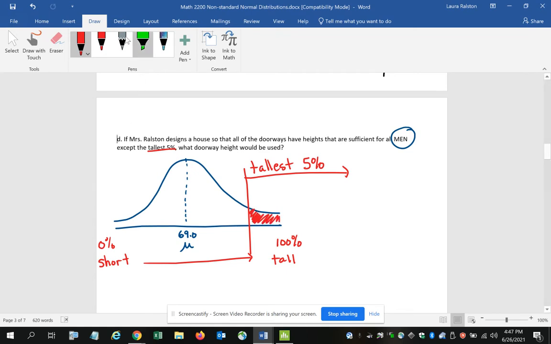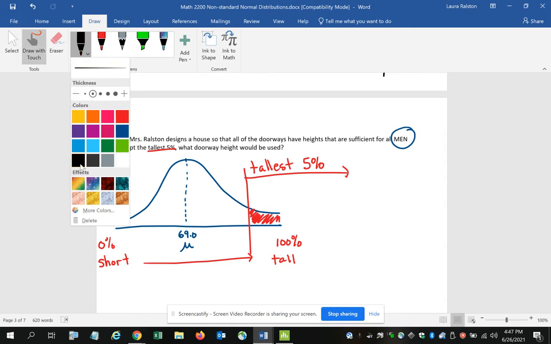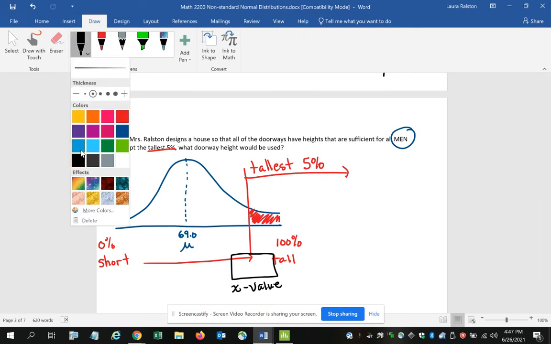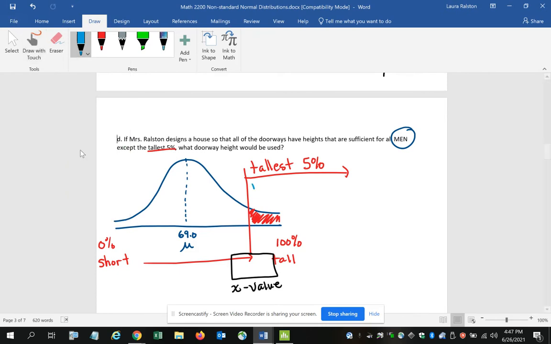And what I'm looking for here is the corresponding X value. It says what doorway height should be used. So I'm looking for this X value. What does that correspond to? You got to be careful, guys. You got to pay attention to the wording and know whether it's on the right or the left. Again, this one, because we're cutting off the top half, this would be considered a right tail.